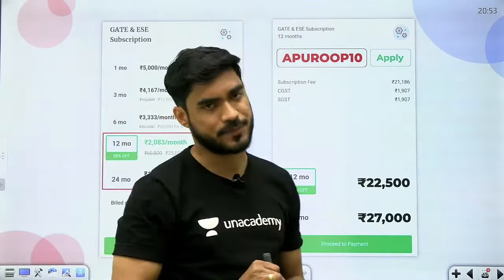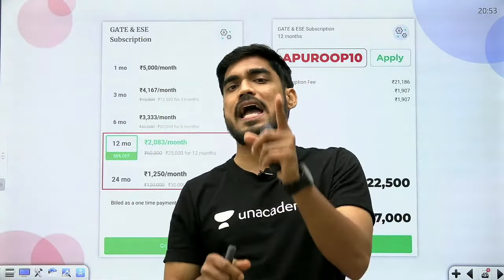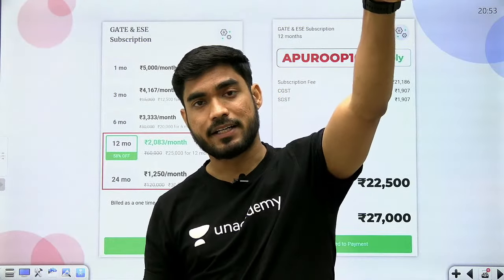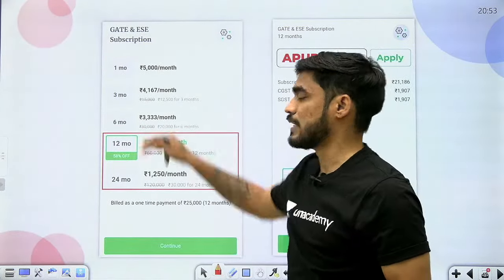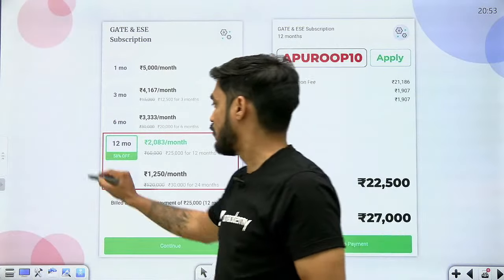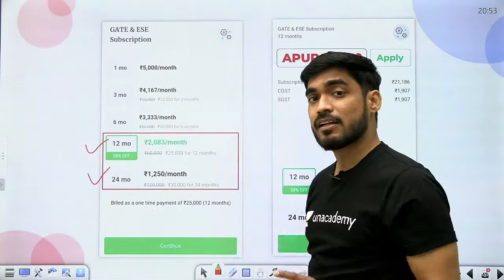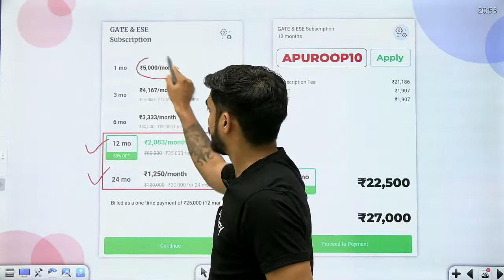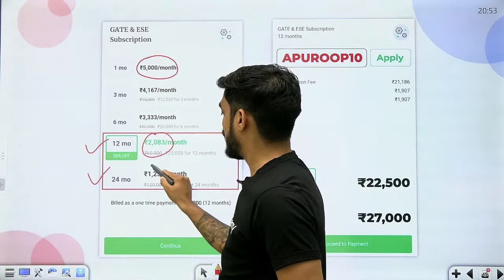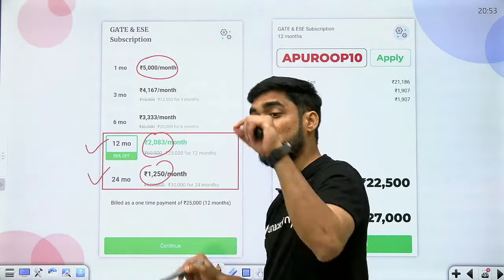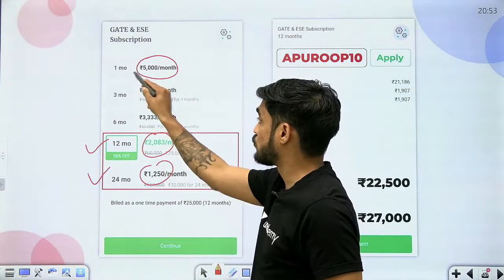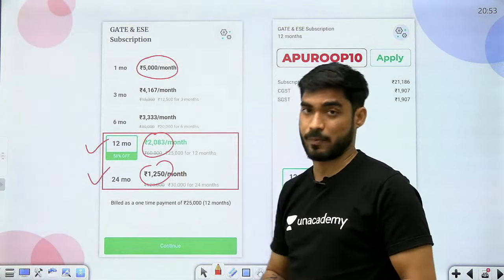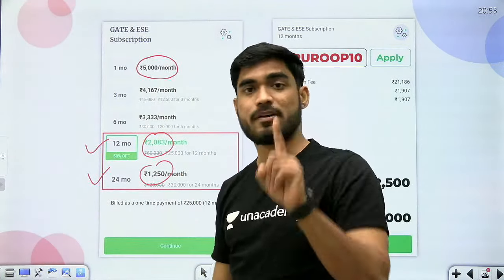This is a short term subscription, not for you because you have a long term plan. So even if you are preparing for GATE 21, it doesn't mean you have only 3 months. No, you can still take a 1 year or 2 year subscription. Why take a 1 year or 2 year subscription? Understand. First of all, it will cost you less per month. Look at this, 1 month subscription 5,000 per month, 1 year subscription 2,000 per month. So beta, per month cost will be very less.